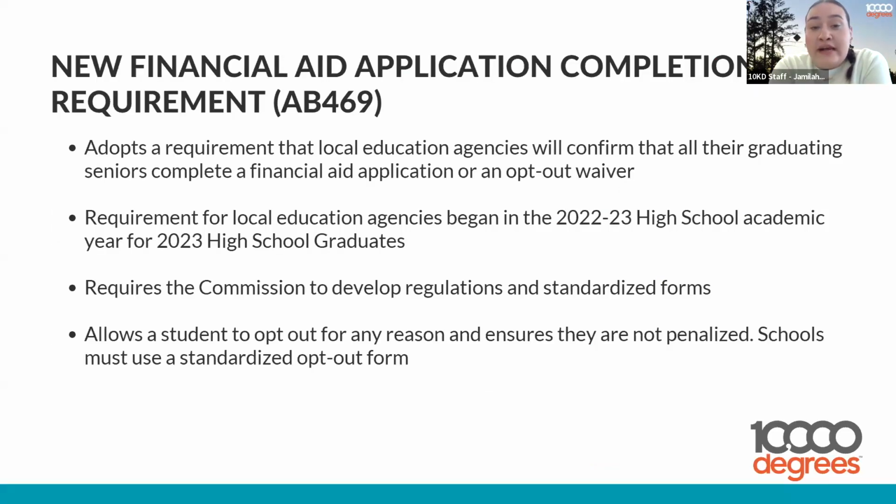So the new financial aid application completion requirement, also known as AB 469. This requirement adopts that local education agencies will confirm that all their graduating seniors complete a financial aid application or an opt-out waiver. This requirement began in the 22-23 high school academic year for local agencies. So this was the 2023 high school graduates. And then this requires the commission to develop regulations and standardized forms, and it allows the student to opt out for any reason, and it ensures that they aren't penalized. And for this opt-out form, schools have to use a standardized form.